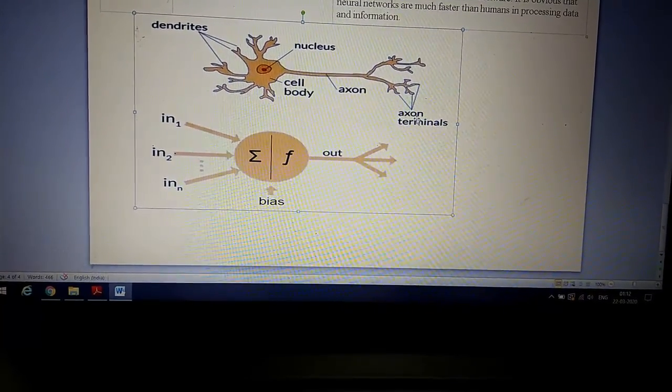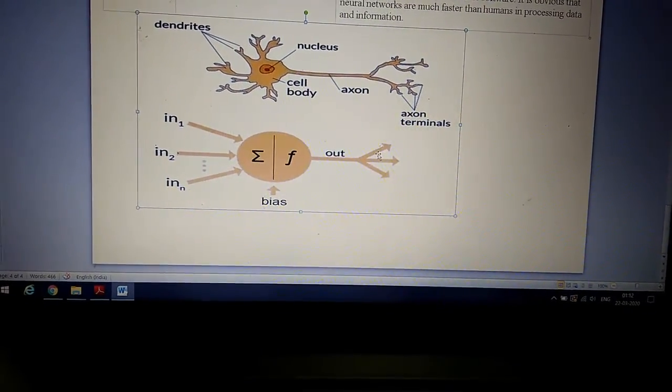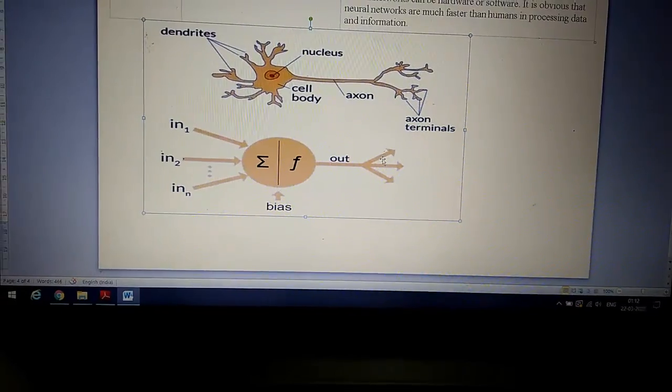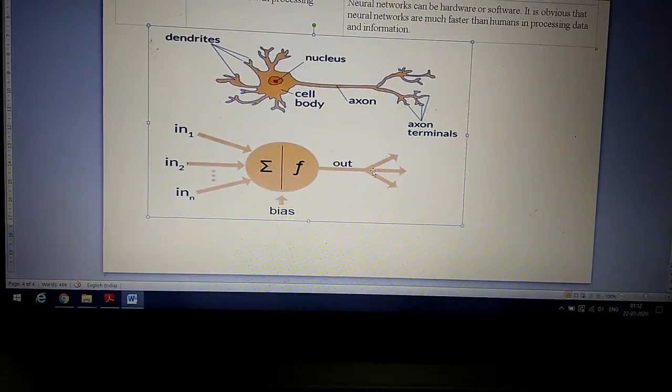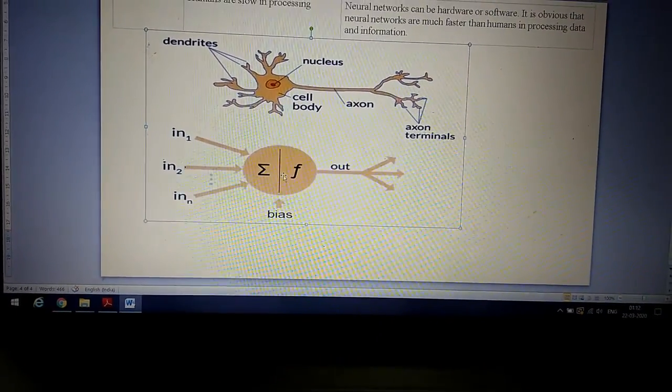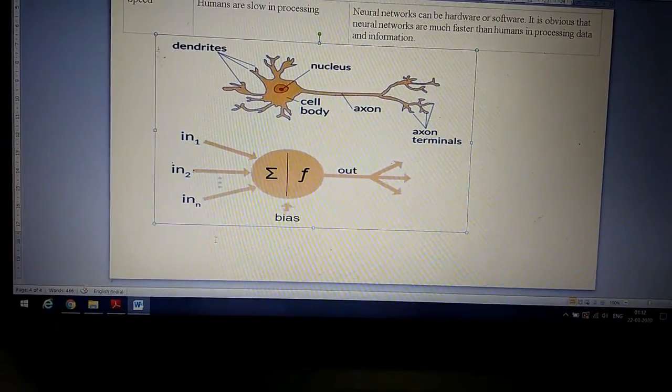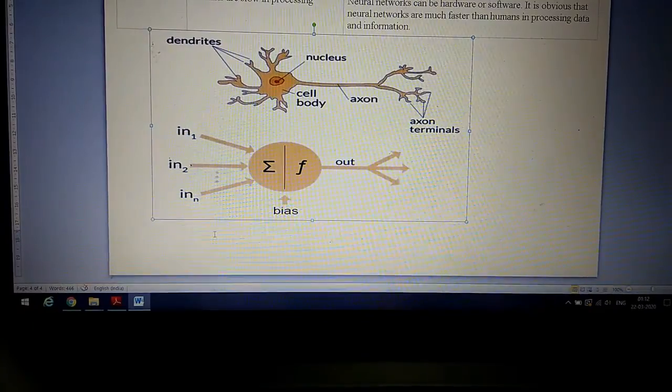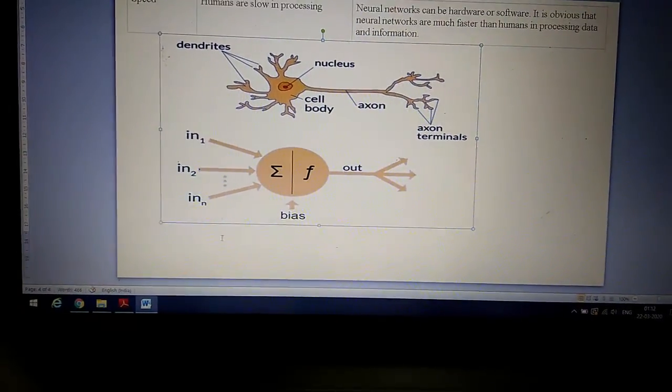Then come the axon terminals. In the previous video, I told you that you may get one output or a number of outputs for one program. In the next video, we will discuss the next part, which is the neuron architecture.